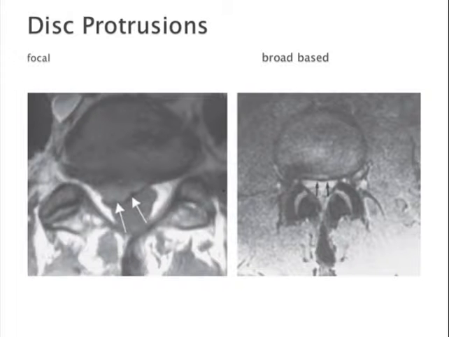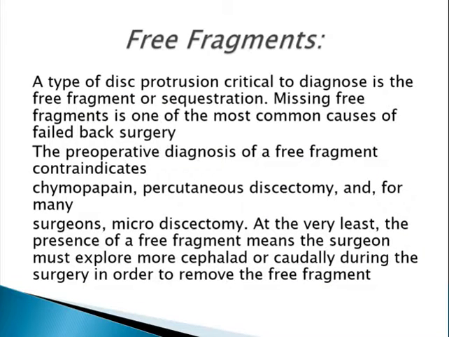Now let's talk about free fragments. Free fragments are a type of disc protrusion which are very critical to diagnose. Why? Because there is a sequestrated fragment that is separated from the disc itself and can migrate either caudally or superiorly to the original parent disc.